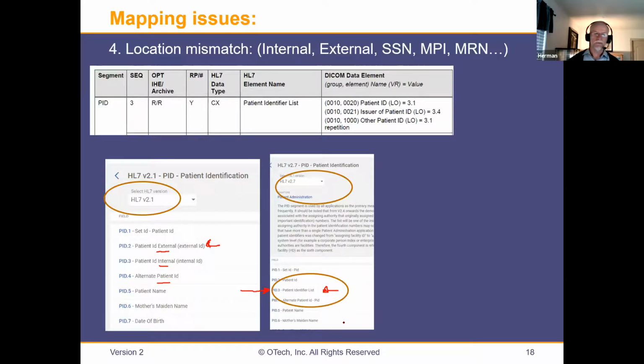So patient IDs, notoriously always a problem. Could be different locations. Most implementations after 2.3.1, it's very likely in the patient identifier list, but then still, even if it's a list, do we get the first of the list, the second, the third, the fourth, whatever it is, right? Is my medical record number, my MPI, the fourth or the fifth? Definitely some mapping issues right there. Okay, so different locations. Stuff can be in different places.